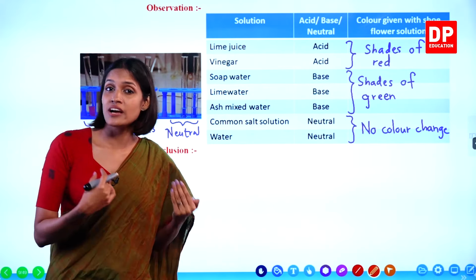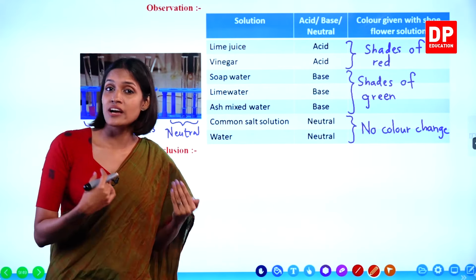However, after doing this activity, it's very clear the shoe flower boiled water gives one type of color with acids and another type of color with bases, right? With acids it gives shades of red. With bases it gives shades of green color. What about the neutral substances? Neutral substances do not change the color with the shoe flower boiled water. Okay, children. So after doing this activity, it's very clear that we can use the shoe flower boiled water to identify acids, bases and neutral substances.